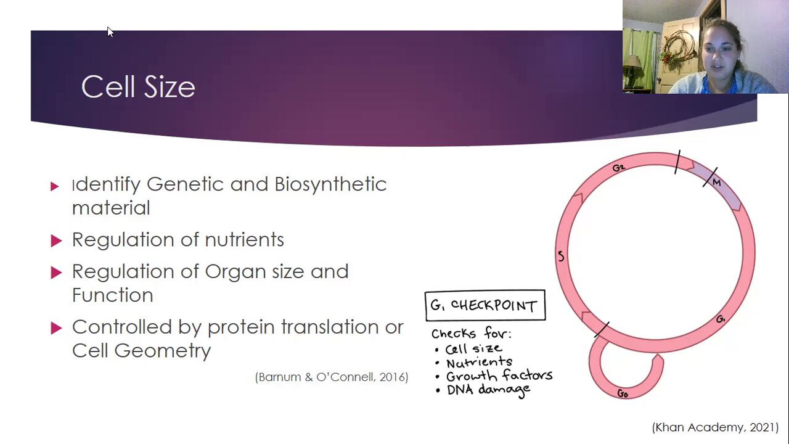Cells control the cell size by protein translation or by monitoring the cell geometry. An example of protein translation is also known as cell sizers, so this is our CLN3 and CDC25. An example of how cells monitor cell geometry, though, is through a protein called POM1. This is in fission yeast that they found it in. It's called S. pombe, so that's where it got that name from.